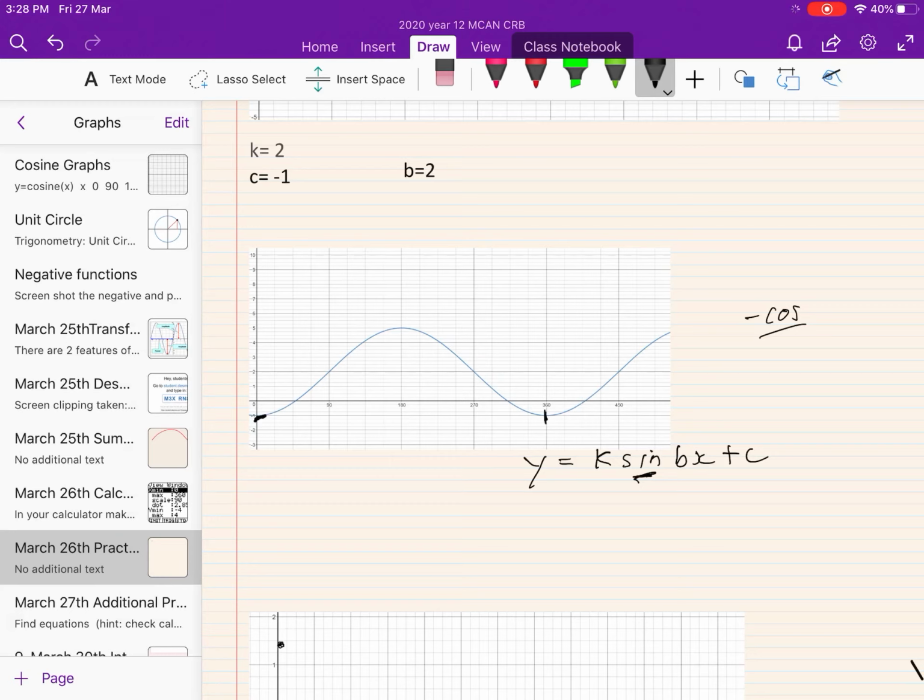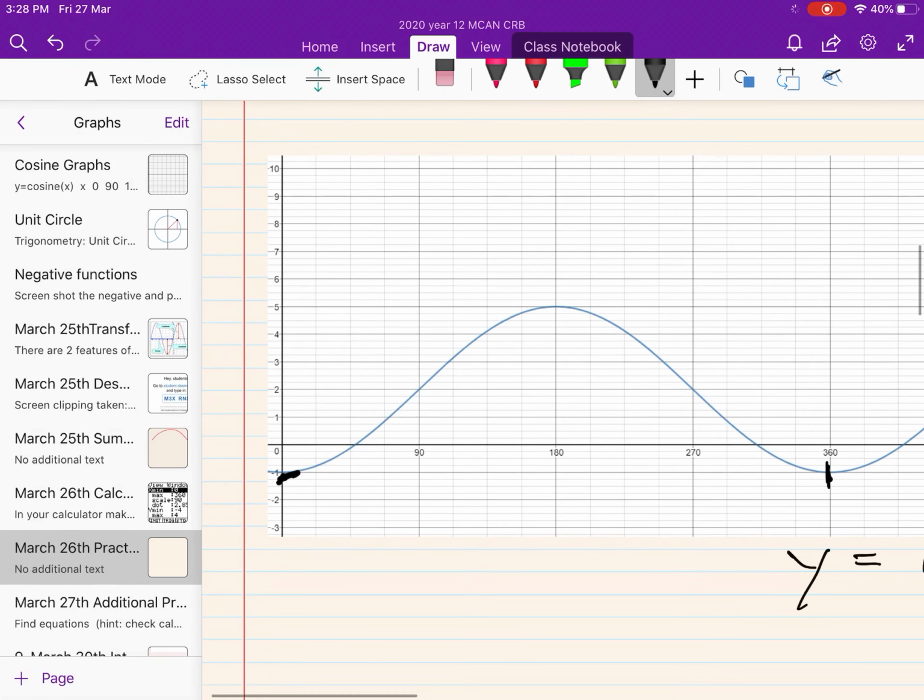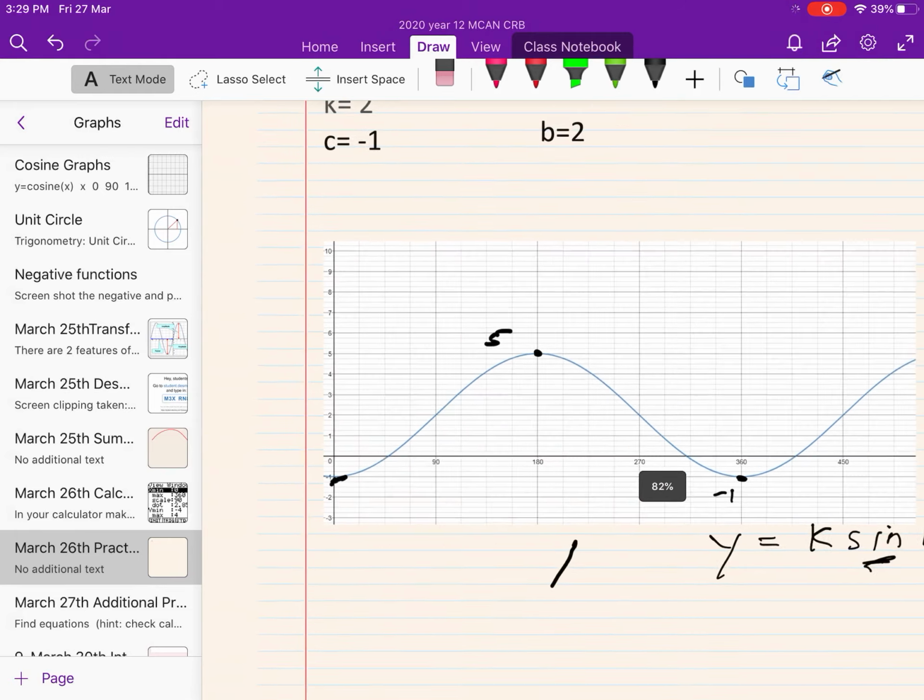So we need to find k. So we need to find the amplitude. And we obviously have a really small loop here. So obviously we need to find the max and the min points. So I'm just going to make this a little bit bigger so I can see. There's the max point at 5. And the min point is, this is going to be interesting to see if we get this right. But anyway, the min point is here, which is -1. Okay, so we've got those.